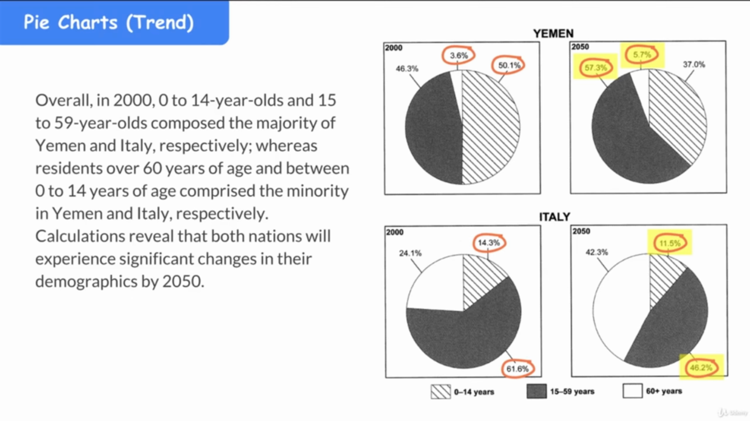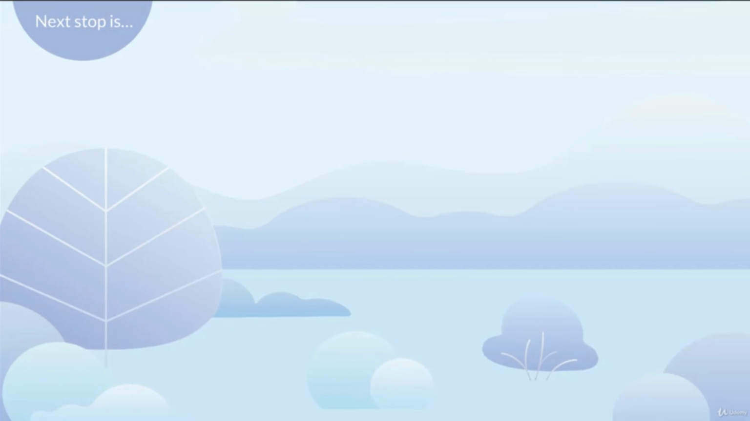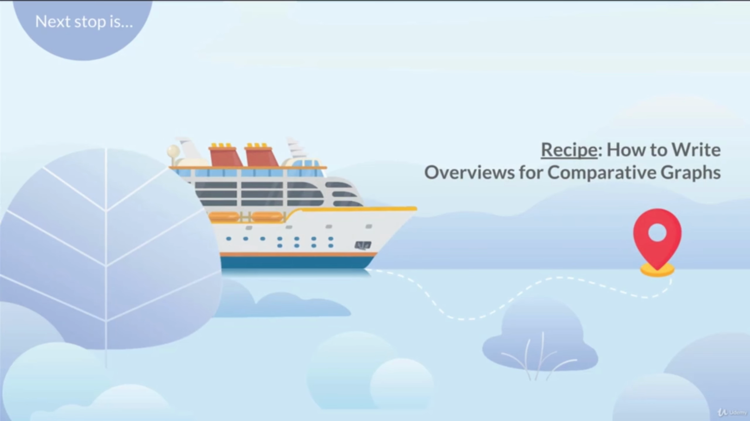We've talked about all the key features that we could talk about in the given time. So this right here is our complete overview. And that's all that we need to write. So that, my friends, is the end of this video. In the next video, I'm going to show you how to write the overviews for comparative graphs.